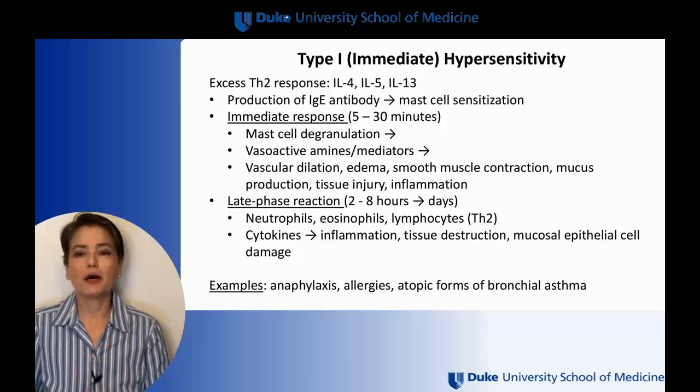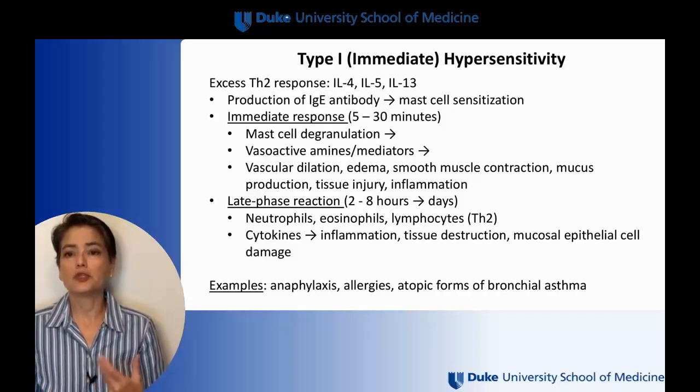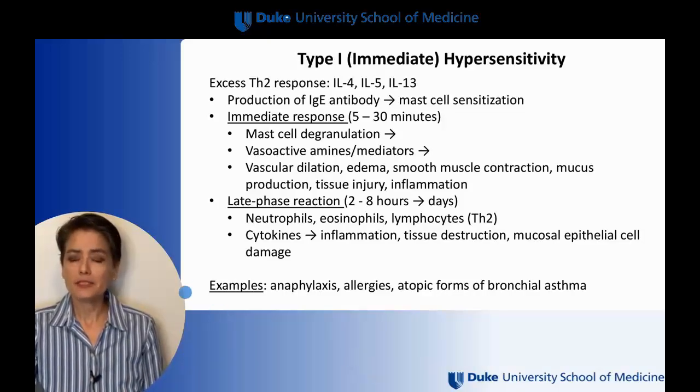The first is an immediate response that occurs within minutes, 5 to 30 minutes, which is characterized by mast cell degranulation, which is going to cause a release of vasoactive amines and mediators, leading to vascular dilation, edema, smooth muscle contraction, mucus production, tissue injury, and inflammation. And then over the next 2 to 8 hours and evolving over days, we're going to get a late phase reaction which involves neutrophils, eosinophils, and in particular Th2 lymphocytes. This is going to cause the elaboration of additional cytokines that will lead to inflammation, tissue destruction, and mucosal epithelial cell damage. And some examples of diseases associated with type 1 hypersensitivity are anaphylaxis, allergies, and atopic forms of bronchial asthma. So let's look at this in a figure that I think will clarify matters for you.